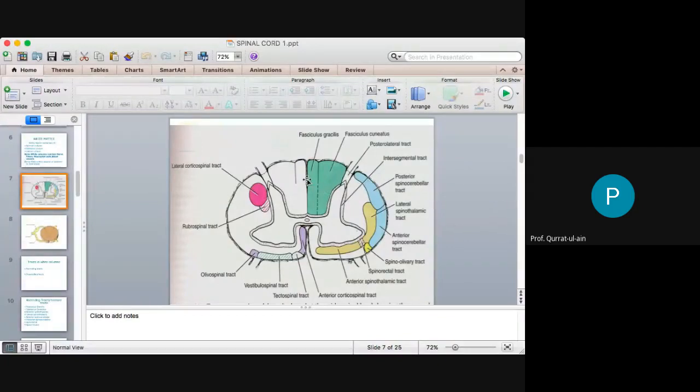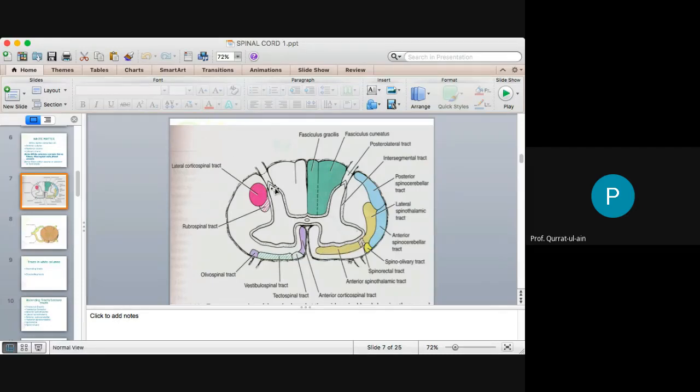The posterior white column contains fasciculus gracilis and cuneatus. Gracilis on the medial side and the cuneatus on the lateral side. And then in the lateral white column, there are anterior and posterior spinocerebellar tracts, and there is a lateral spinothalamic tract. And this is spino-olivary here, and spinotectal, the small ascending tracts. And in the anterior part is only the anterior spinothalamic tract.